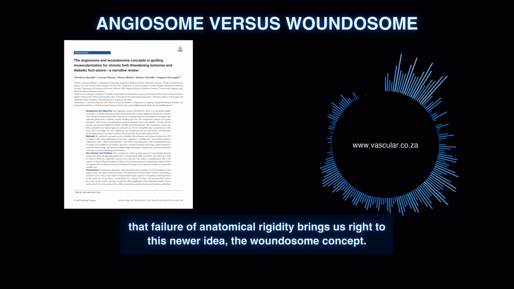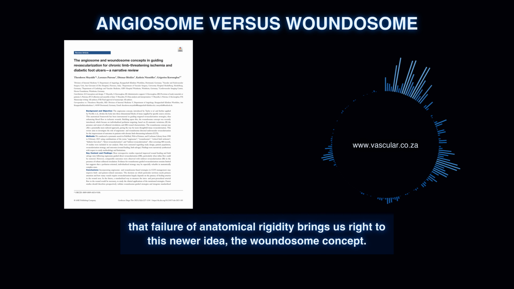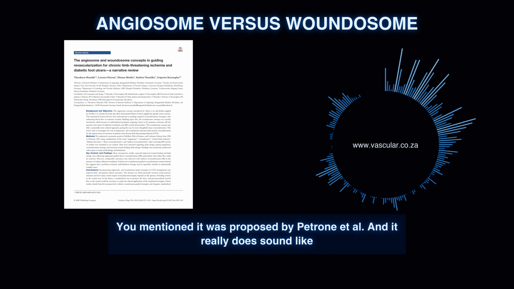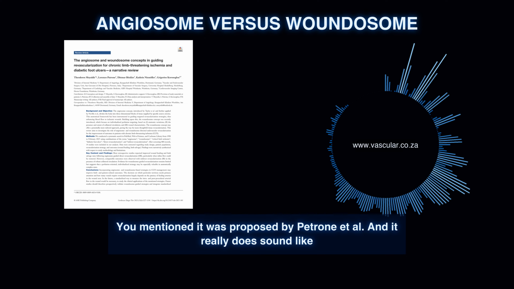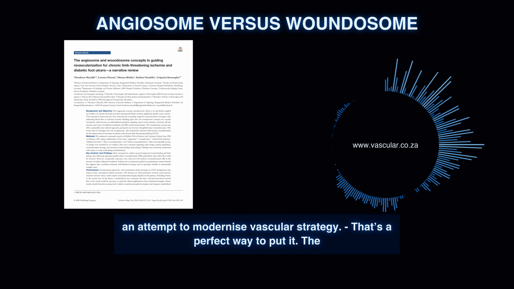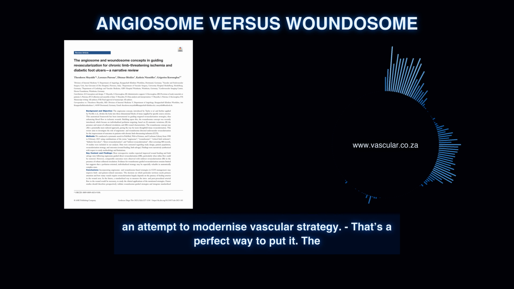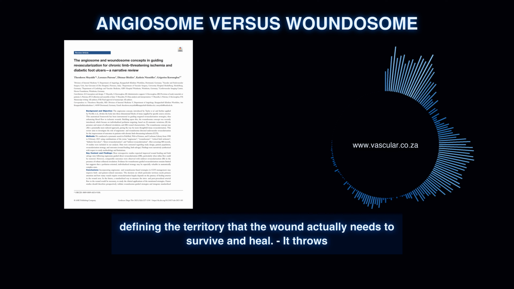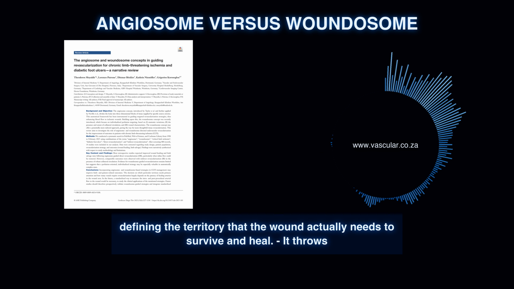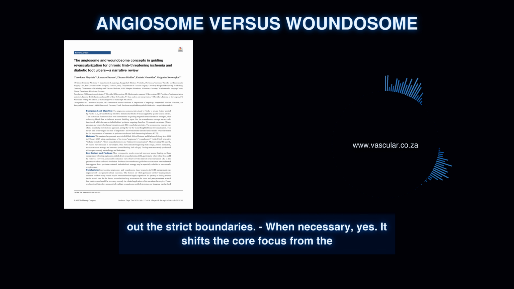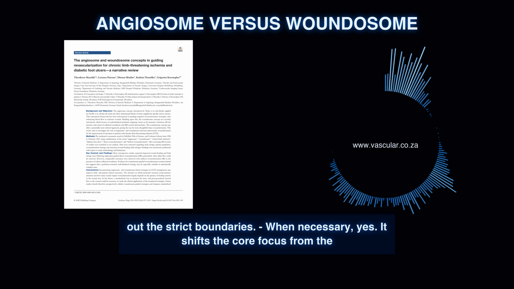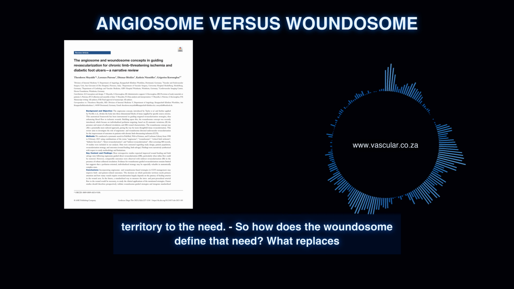And that failure of anatomical rigidity brings us right to this newer idea, the Woundosome concept. You mentioned it was proposed by Patron et al., and it really does sound like an attempt to modernize vascular strategy. That's a perfect way to put it. The Angiosome gives you the map of where vessels should be. The Woundosome concept is about defining the territory that the wound actually needs to survive and heal. It throws out the strict boundaries. When necessary, yes. It shifts the core focus from the territory to the need.